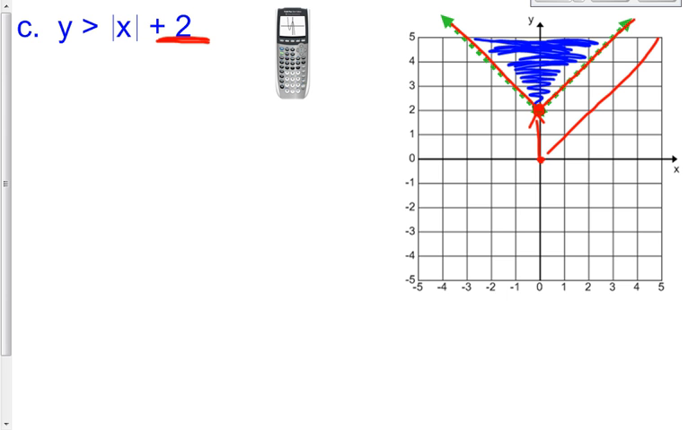Except obviously, you're going to have a dotted line here. That's because it's greater than and not greater than or equal to. So when it's just greater than or just less than, you're going to have a dotted line that connects all of these.